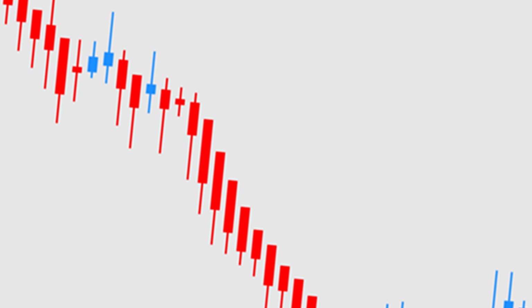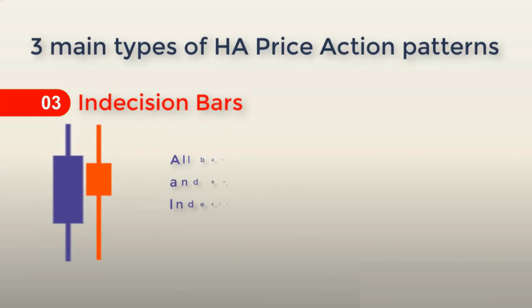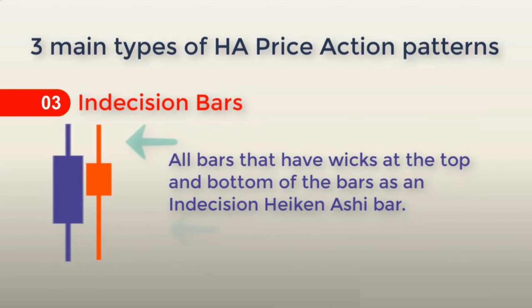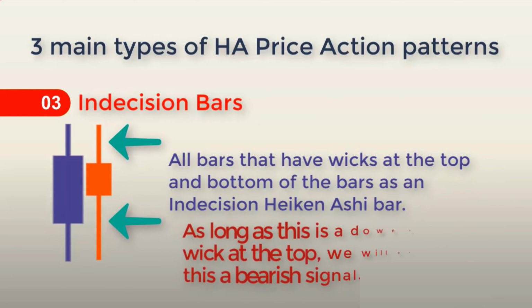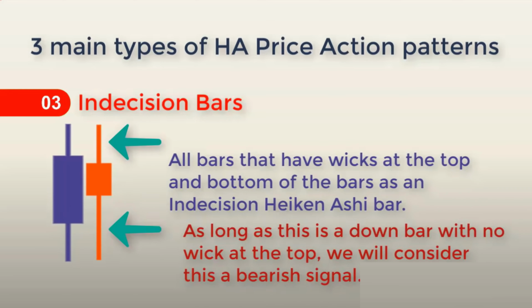Third, indecision Heiken Ashi bars. To simplify the Heiken Ashi bars, I've categorized all bars that have wicks at the top and bottom of the bars as an indecision Heiken Ashi bar. So regardless of whether the bar color is bullish or bearish, as long as there are wicks on both sides, we will consider this an indecision Heiken Ashi bar.